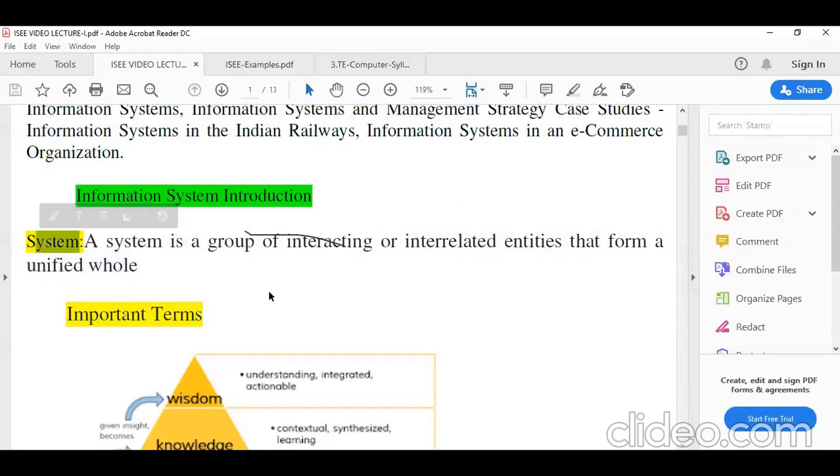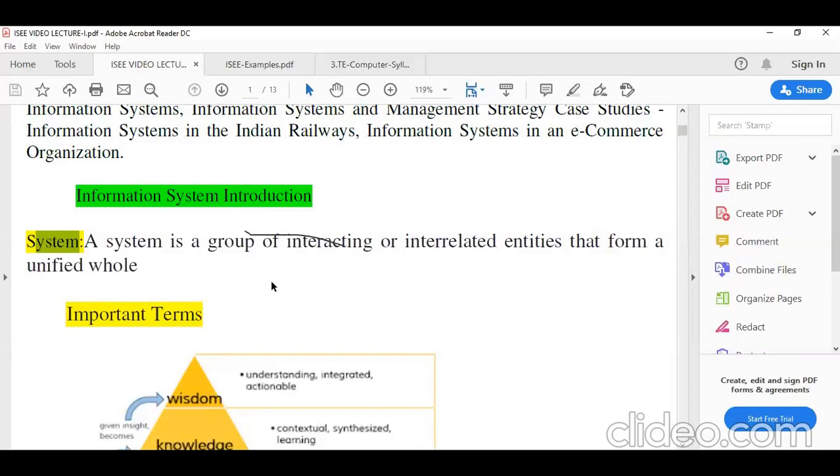A combination of various kinds of entities bound together is nothing but a system. Here you can see the definition: a system is a group of interacting or interrelated entities that form a unified whole. I hope all of you got the meaning of the system. Yes, Mayur? Sir, what is meant by unified whole? By combining different things, we call it a single system. For example, S&T College of Engineering is one single system. Unified means combining different things together.